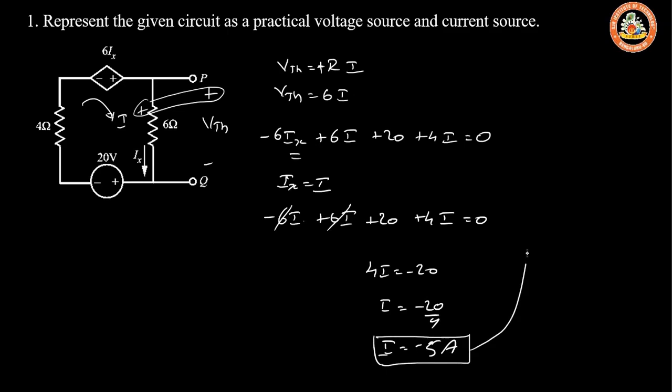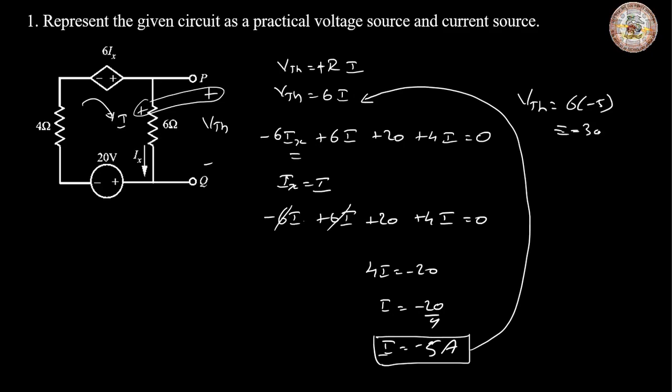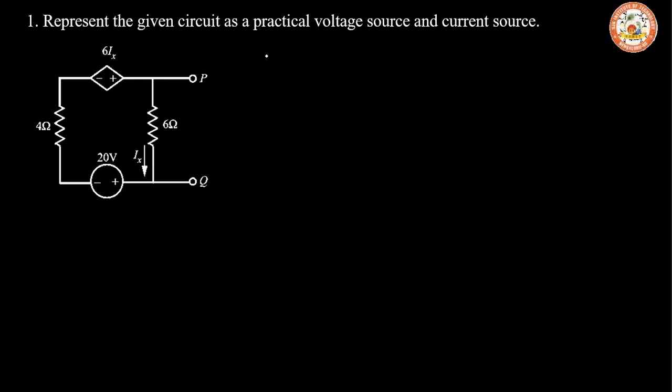Thus, substituting the value of I here, what do we get? So we get VTH is equal to 6 into minus 5, which is minus 30 volts, as same as what we have got by node voltage analysis. Now we have solved for step 1. What is step 1? To find VTH, and we have got by mesh and nodal both the same answer, that is minus 30. So now let us do step 2.